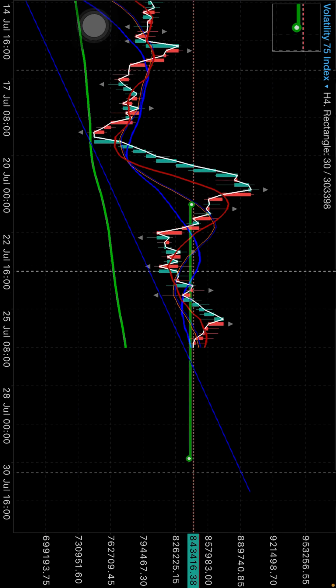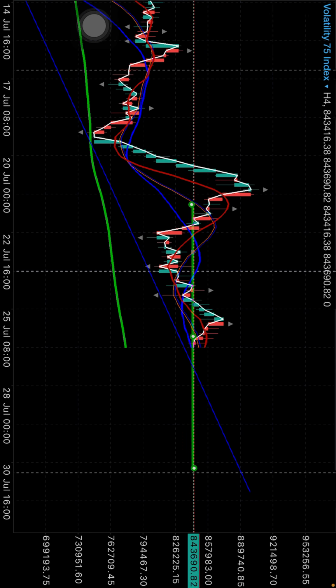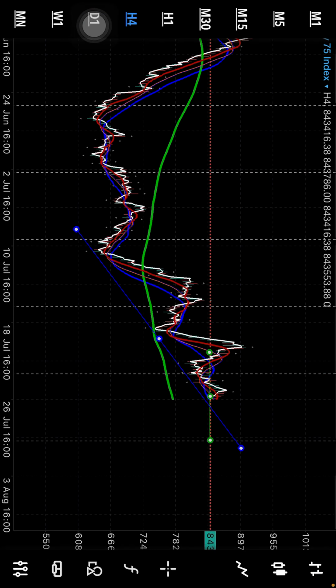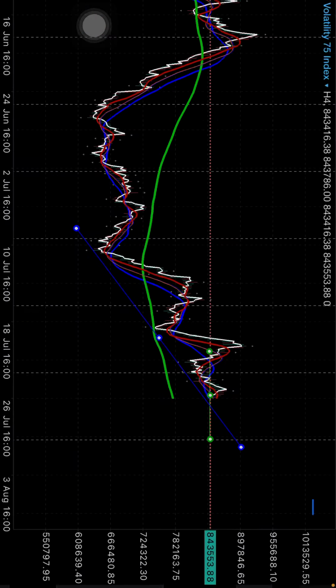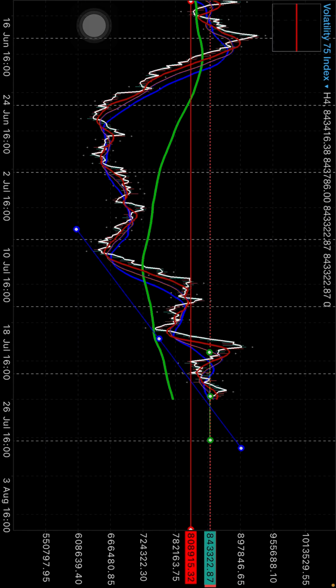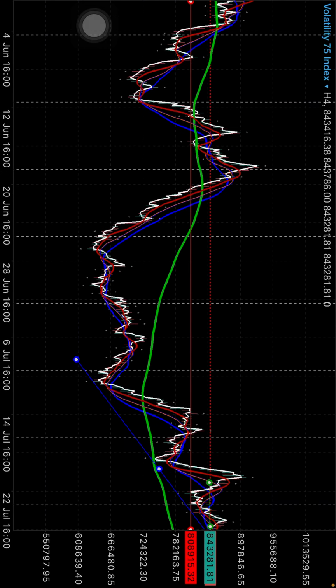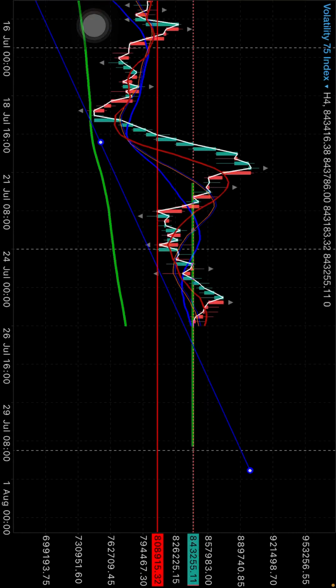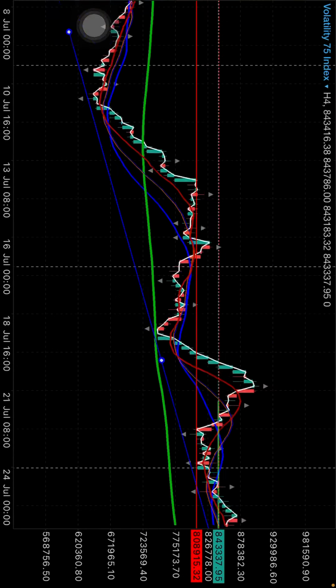So I will draw my line right here. If it breaks, I will know it will retest this level, and the sell for VIX 75 would be very good. This is also a level where it's going to reject from, because this level is very tough. But I will wait for this to break down.